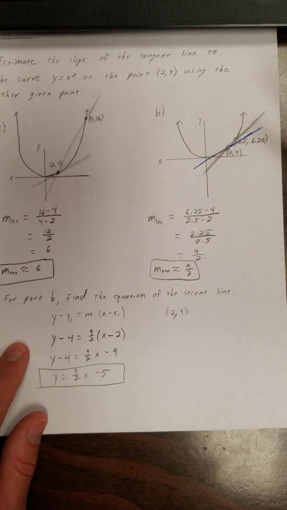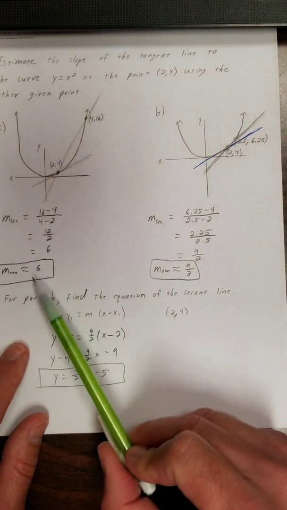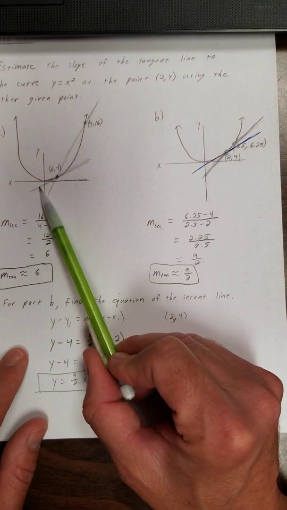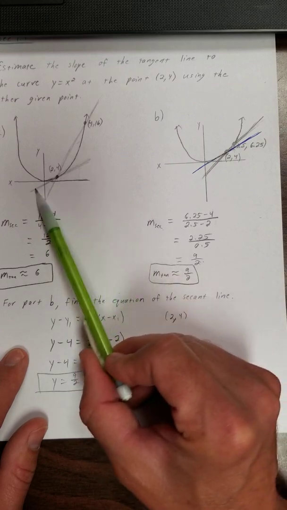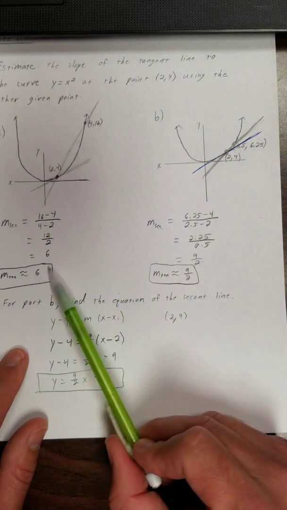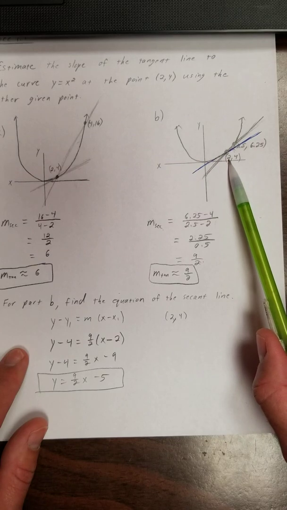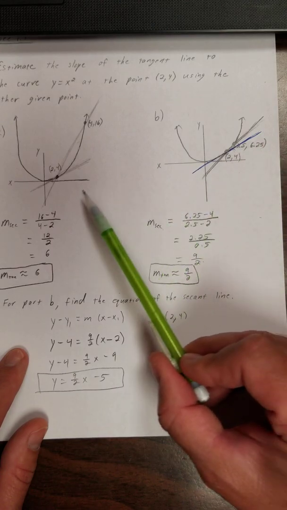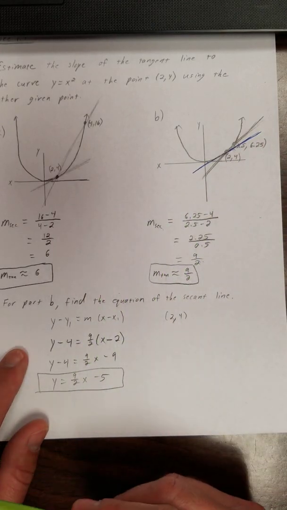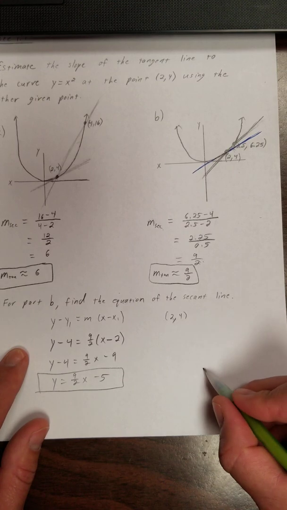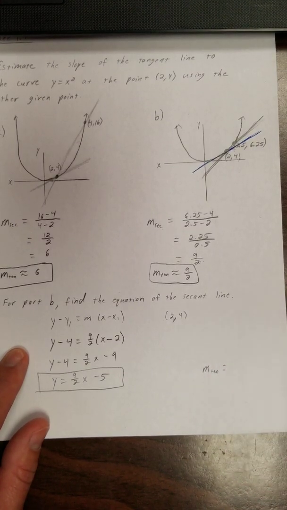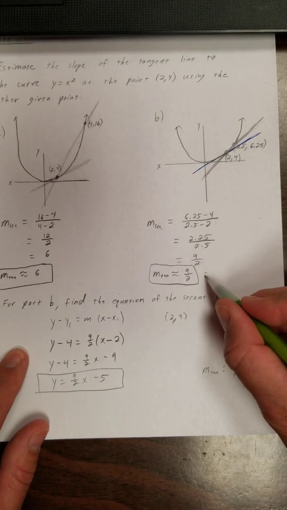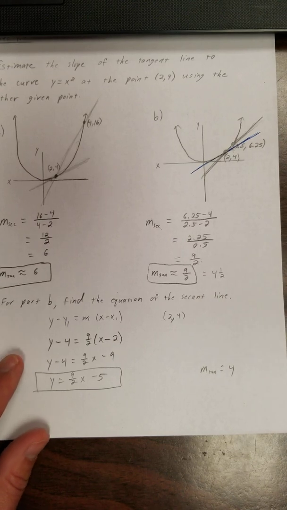Now let's take a look at something here. Over here we calculated the slope of the tangent line at the point (2,4), and we estimated that to be about 6. Over here for the same curve at the same point, so basically the same tangent line, we calculated the slope to be 9/2. Well, the actual slope there, which you're going to figure out how to do later on, is going to be 4. So what is that? That's 4 and 1/2, 9/2.